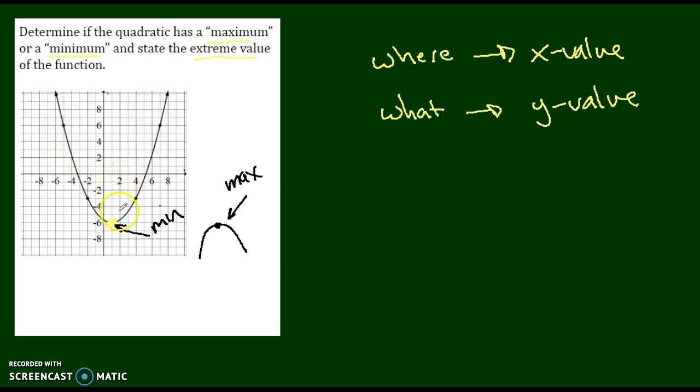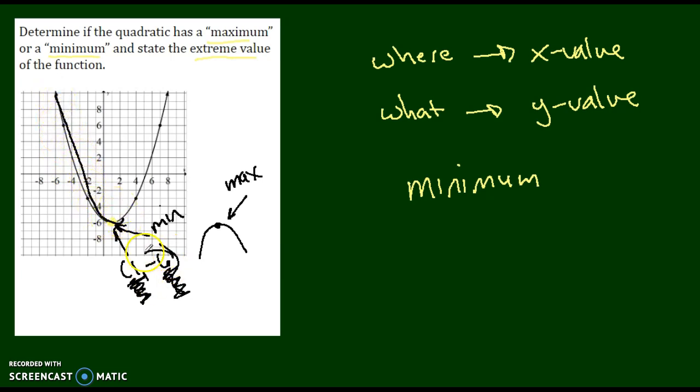So looking at this graph, I would say that this graph clearly, since it opens up, it has a minimum. And then it says state the extreme value. So what is that minimum? That minimum will be the y value of the vertex. So even though the vertex has two numbers associated with it, a 1 and a -6, this is where that minimum happens. This is what that minimum is. Because the lowest value this thing will ever hit is -6.